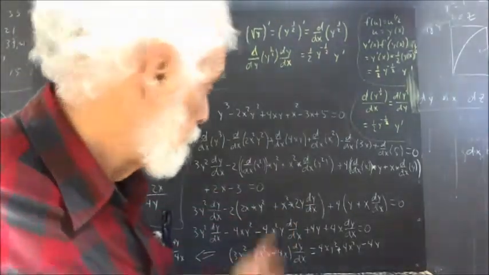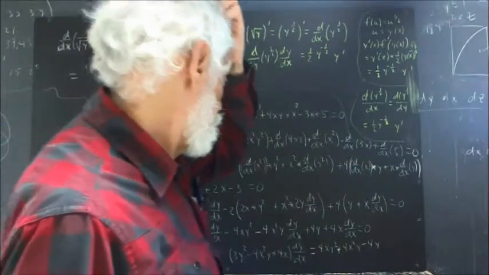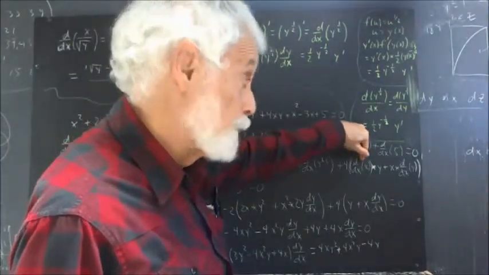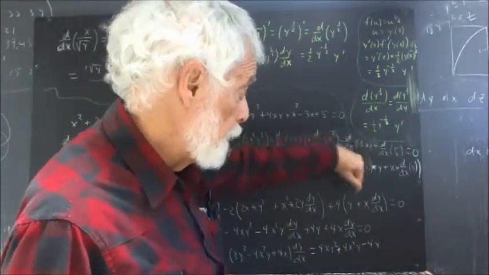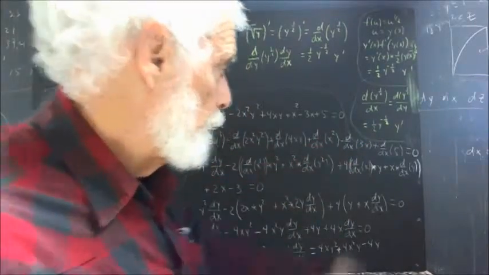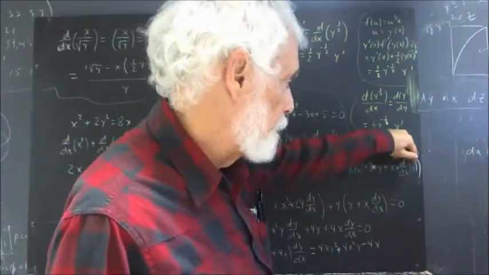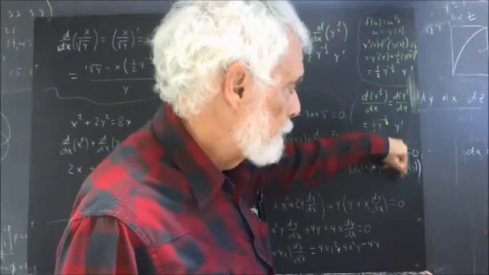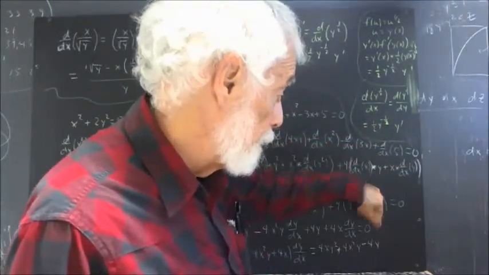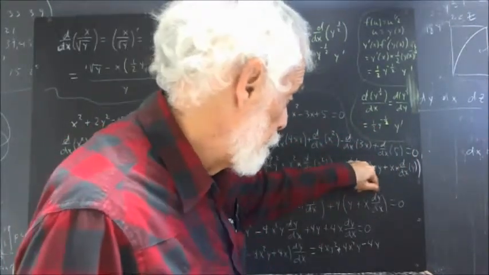The derivative with respect to x of x is just 1, and that's multiplied by y, so we just get y. And then x times the derivative with respect to x of y, well, the derivative with respect to x of y is just dy dx. So we have x dy dx.